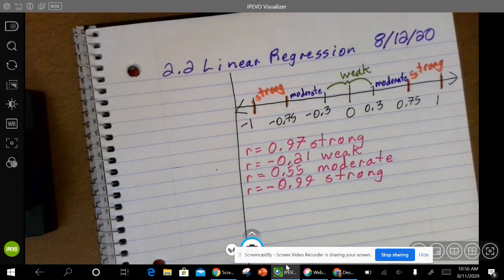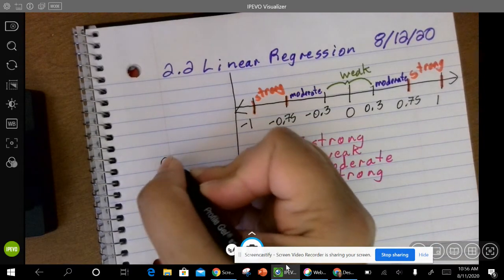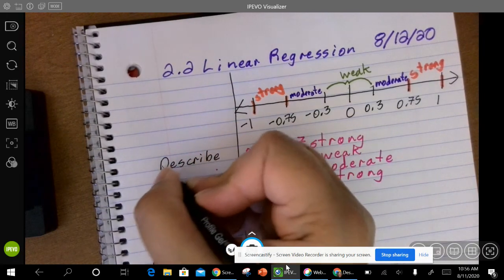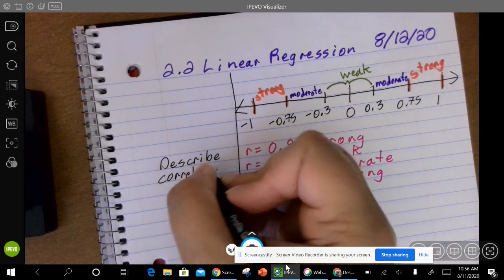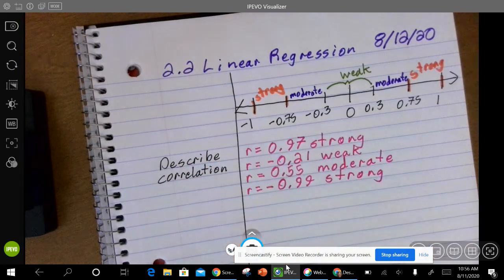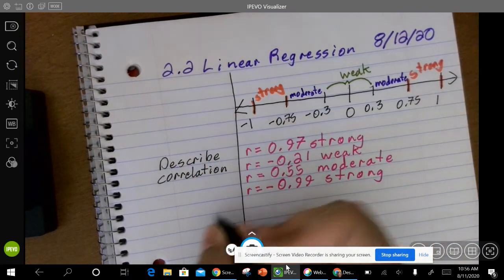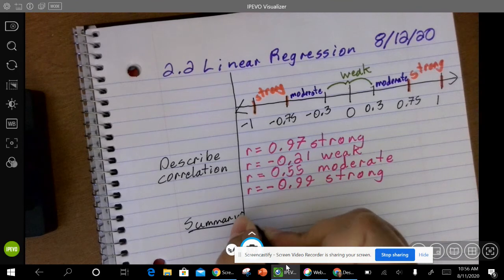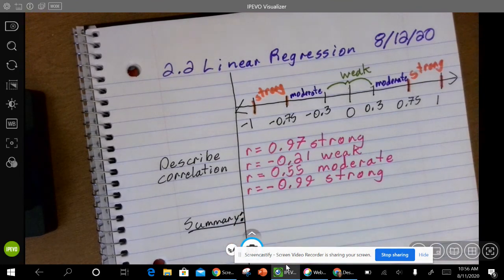Okay, so with these, this is describing the correlation. Okay, so everybody, you got this. And just remember, we're always going to write our summaries, but you want to do it the next day after, so you can review your notes again.